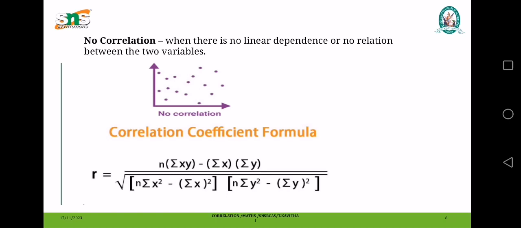6 into 1312 minus 56 into 112, divided by root of 6 into 656 minus 56 whole square, root of 6 into 2624 minus 112 whole square. We get approximately 1.0001. The gamma value is 1.001, that is approximately equal to 1. Therefore the correlation coefficient between x and y is perfect positive correlation.